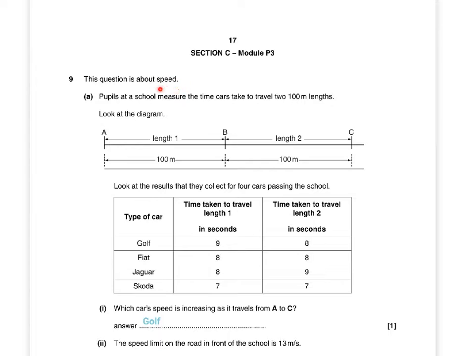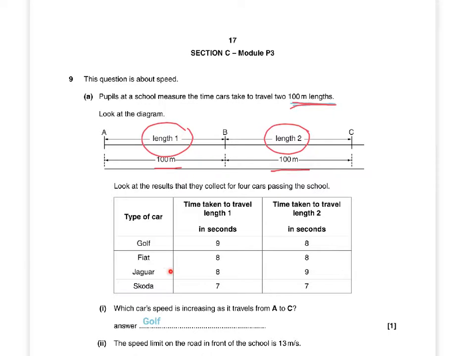Question 9. This question is about speed. Pupils at a school measure the time cars take to travel 2 100-meter lengths. Okay, so look at the diagram. So you have 2 lengths, A, B, C. Each length is 100 meters. Look at the results that they collected for 4 cars passing the school.